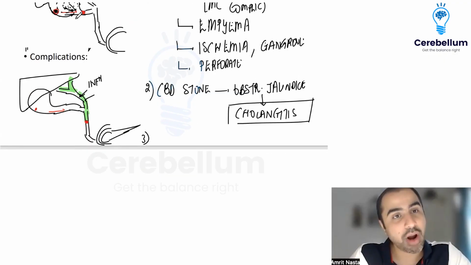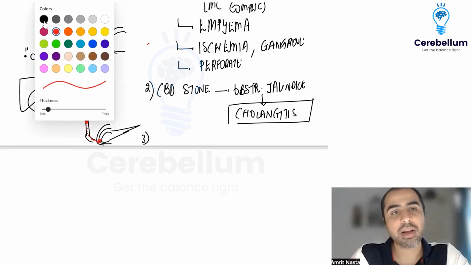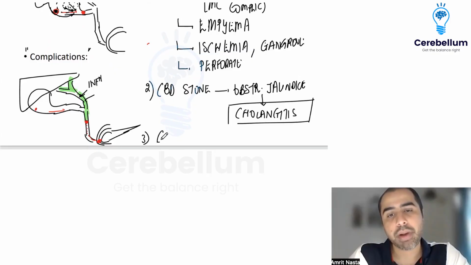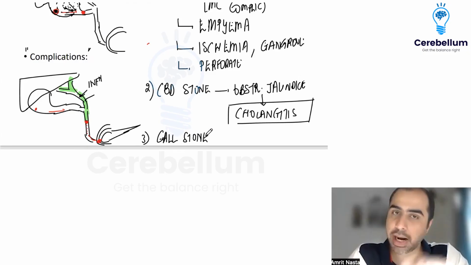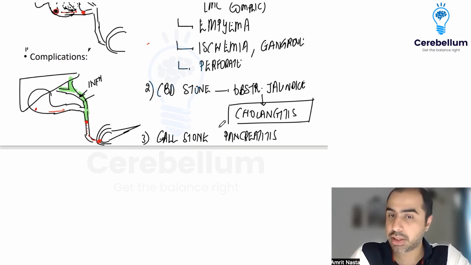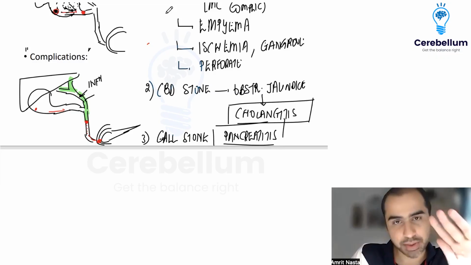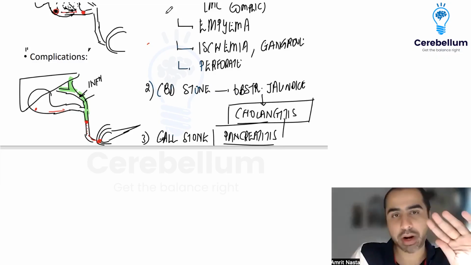And if the stone is even smaller, it will not even wait here. It will go एक कदम और आगे. वो यहाँ पे भी नहीं रुकेगा, वो और आगे जाएगा, and it will get stuck over here at the ampulla, and that will give rise to gallstone pancreatitis. So the stone will go and block the bile duct at the ampulla of the pancreas. So you will get gallstone pancreatitis. This again is a life-threatening disease. So these are the most dangerous complications of gallstone disease: cholangitis or CBD stones, gallstone pancreatitis.